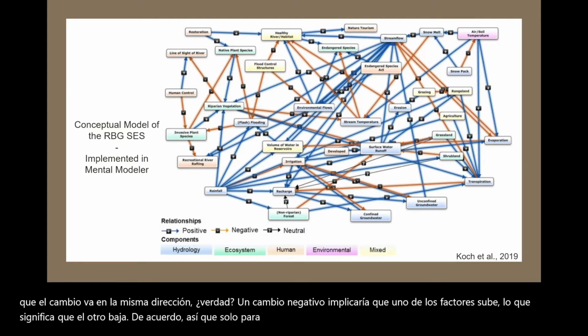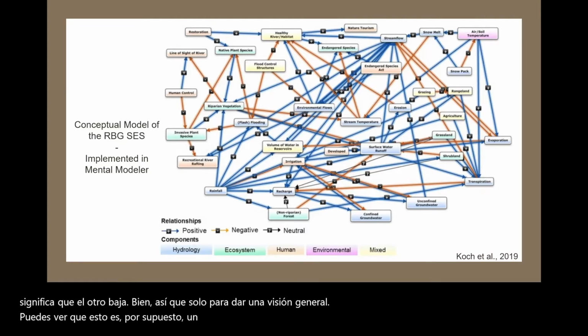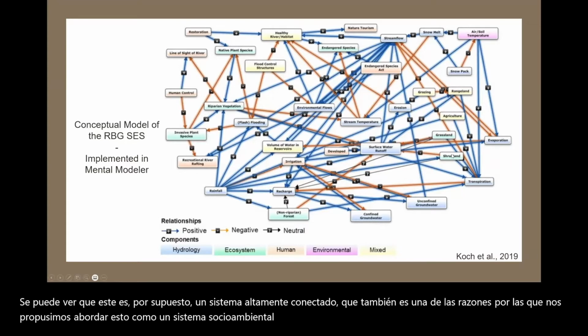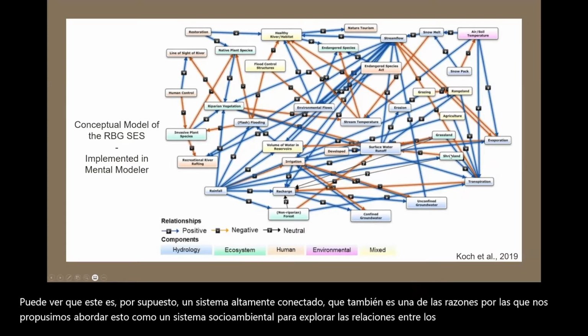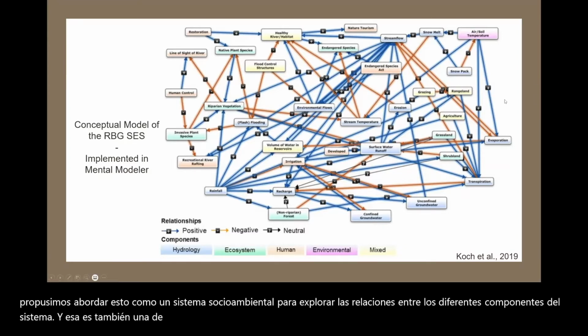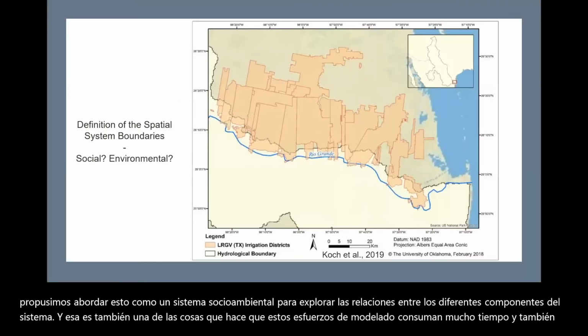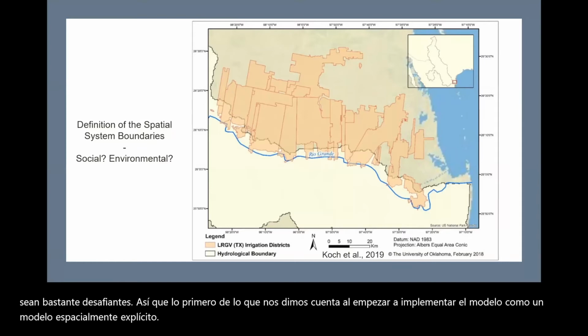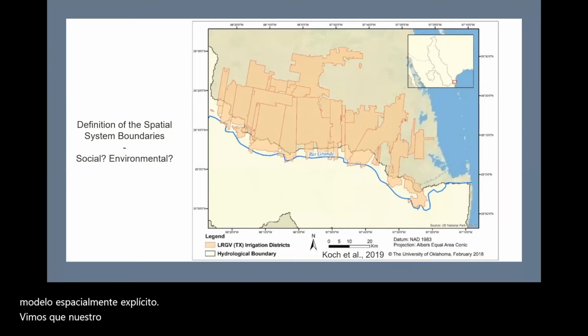So just to give an overview, you can see that this is, of course, a highly connected system, which is also one of the reasons why we set out to approach this as a socio-environmental system, to explore the relationships between the different system components. That's also one of the things that makes these modeling endeavors highly time-consuming and also quite challenging. So the first thing that we realized when starting to implement the model as a spatially explicit model was that our typical approach to simulating basins did seem to reach its limits here.